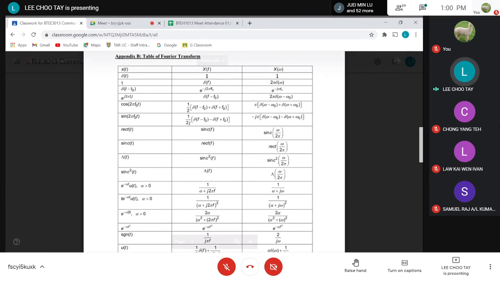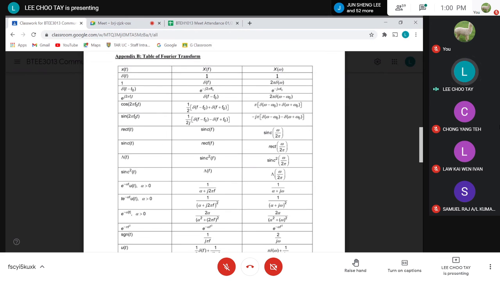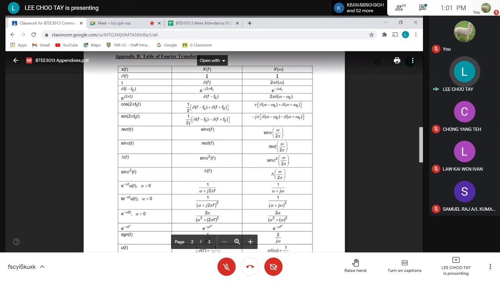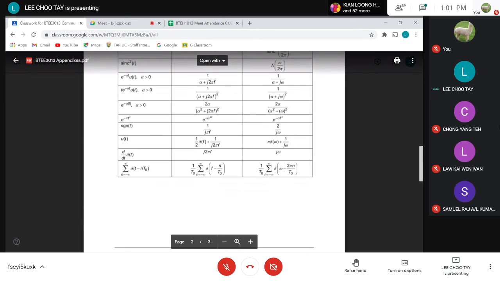If you were to plot the spectrum in omega instead of f, you again have two impulses, one at omega equals omega naught, the other at omega equals minus omega naught. The magnitude will be multiplied by pi. If it's 1, then it's pi; if it's 2, then it's 2 pi, and so on. So you make use of this table to plot your spectrum.